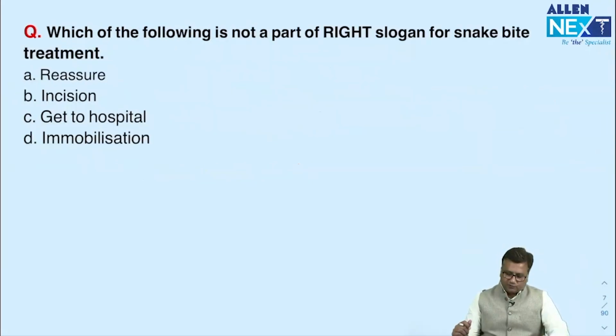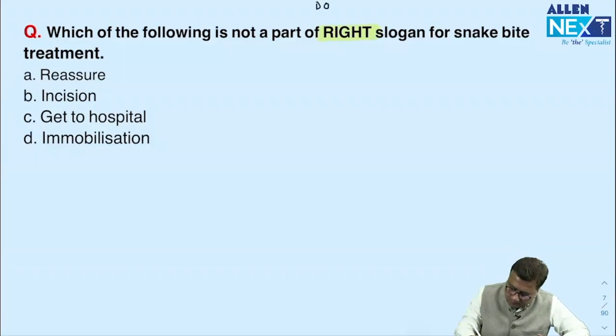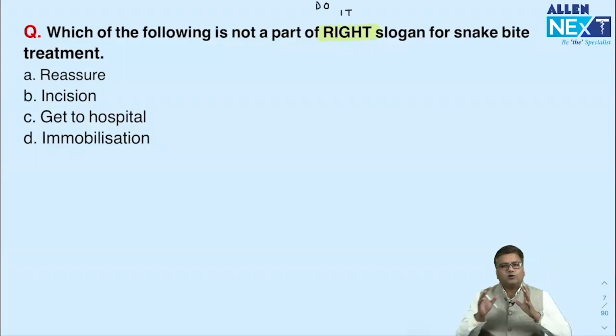Next is, which of the following is not a part of right slogan for snake bite treatment? So when we talk about snake bite treatment, there is a slogan available to educate all the peripheral caregivers in our country, which is called as right. It is also called as do it right. So in a case of snake bite, do it right. What is do it right? Right is the mnemonic. You can say like that.